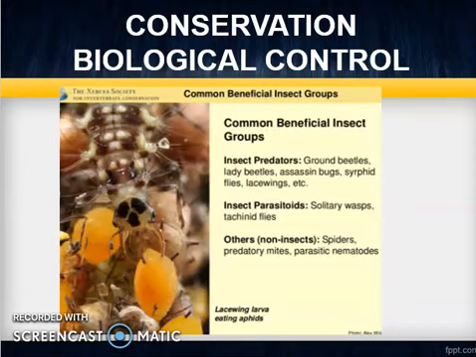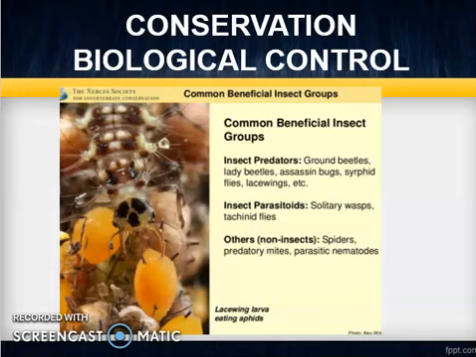Okay, the first one, let's discuss a bit about it. The first one that we call insect predator, for example, ground beetle, lady beetle, assassin bug, syrphid fly, and lacewing, and others.